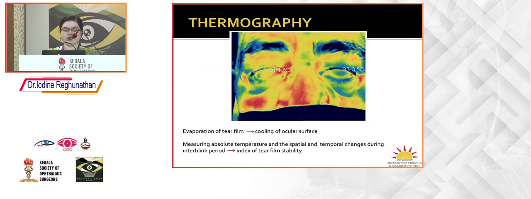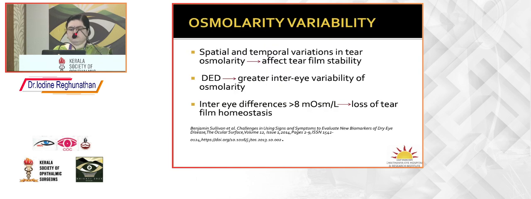Next is thermography. It is based on the concept that evaporation of the tear film causes cooling of the ocular surface, so measuring the temperature changes during the interblink period is an index of tear film stability. Similarly, osmolarity variability is also an indicator of tear film homeostasis. Inter-eye differences of more than 8 milliosmoles per liter are considered abnormal.